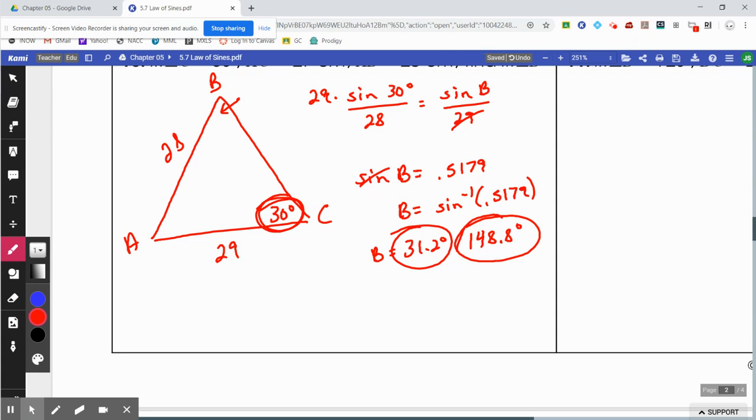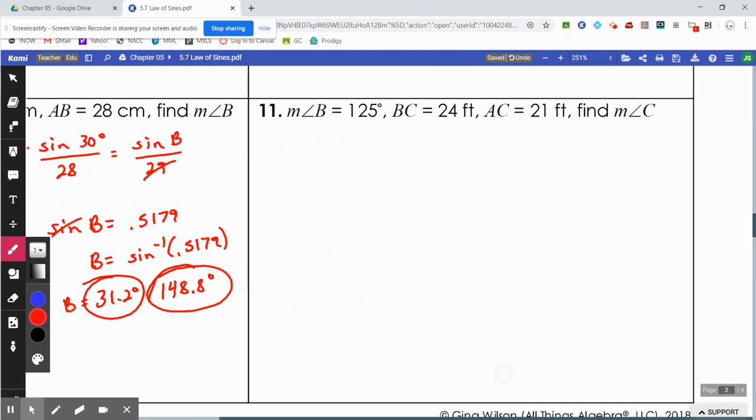Now that's going to be borderline. That just leaves you a little bit. If this was actually 148.8, that only leaves you with, let's say, 178.8. This would have to be a 1.2 degree angle. That would be a very tiny angle, but it is possible.